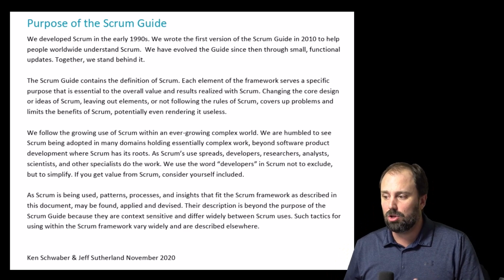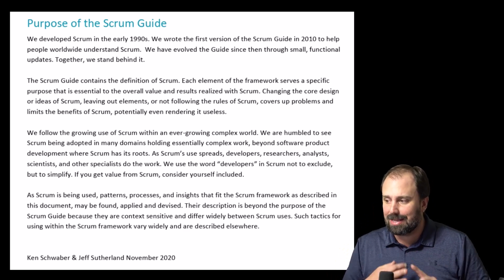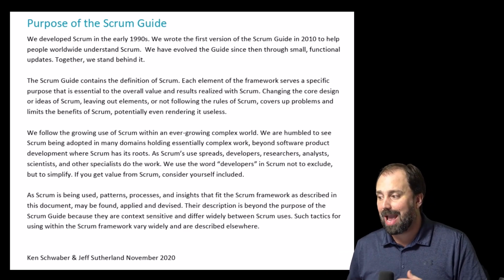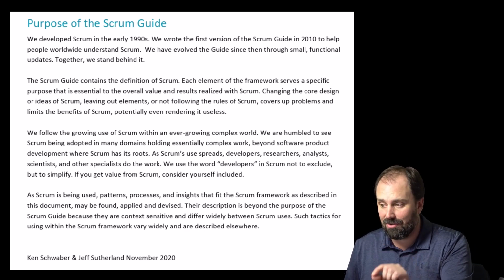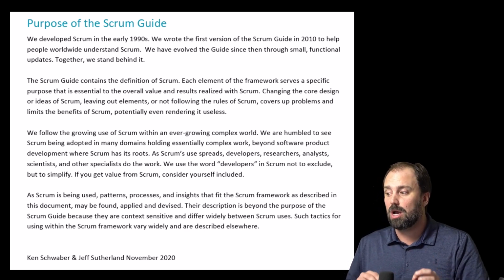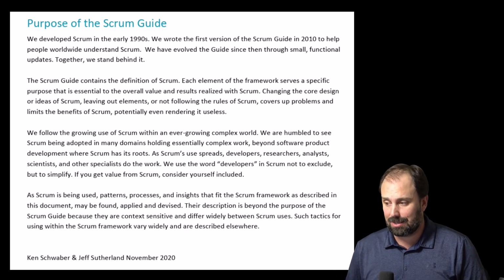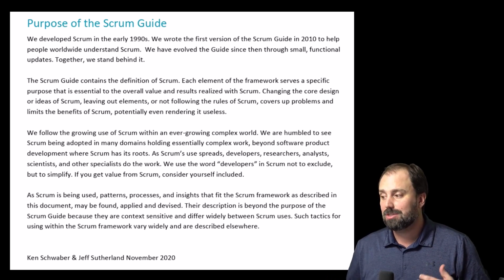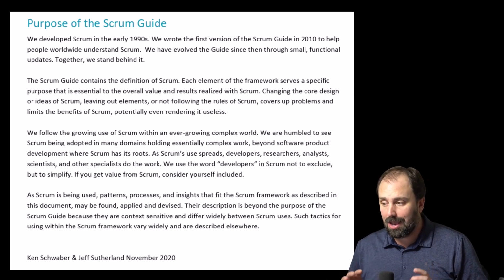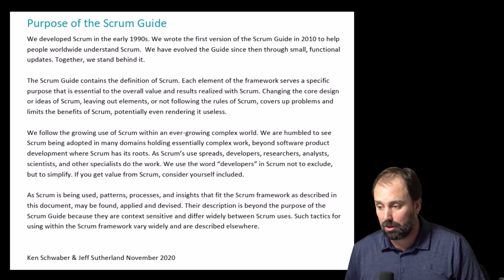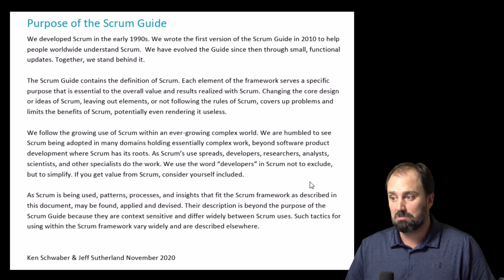As Scrum is being used, patterns, processes, and insights that fit in the Scrum framework as described in this document may be found, applied, and devised. Their description is beyond the purpose of the Scrum Guide because they are context sensitive and differ widely between Scrum uses. Such tactics for using within the Scrum framework vary widely and are described elsewhere. That's from Ken Schwaber and Jeff Sutherland, November 2020.